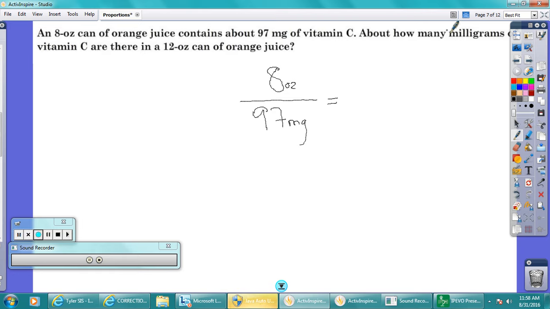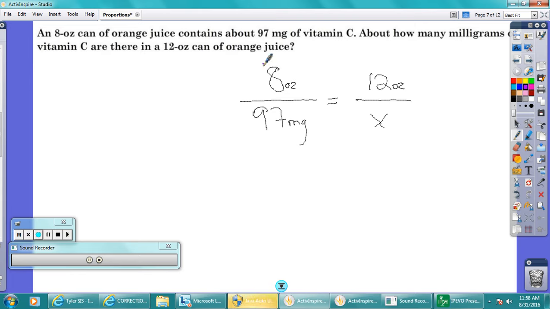Now it's asking how many milligrams. So there's our x, because we don't know how many milligrams are there in a 12-ounce can. Our ounces are on top, right? Milligrams on bottom. We set up 2 equal ratios.